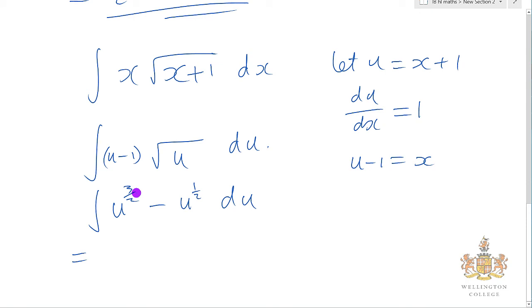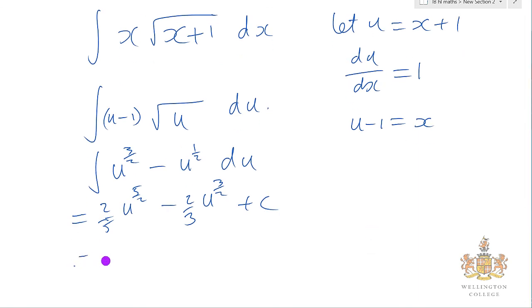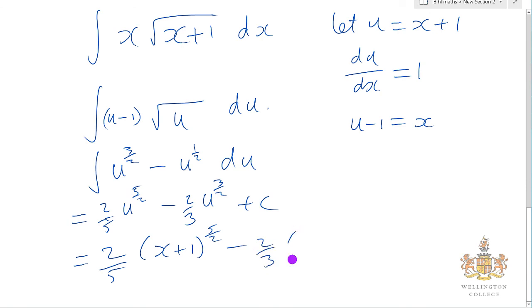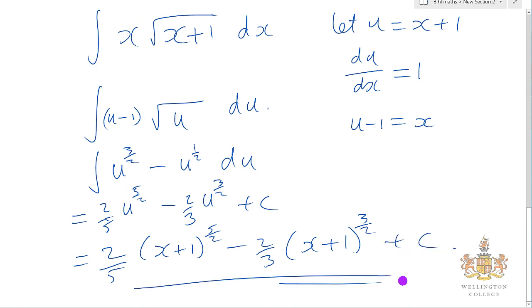So we can now integrate this: add 1 to the power, divide by the power, so we get u to the 5 over 2, and dividing by 5 over 2 is the same as times by 2/5. Minus, add 1 to the power of that, so you get 3 over 2, so we times that by 2/3, plus c. Remember, we want to put the x's back in, so therefore we get 2/5 (x plus 1) to the 5 over 2 minus 2/3 (x plus 1) to the 3 over 2 plus c.